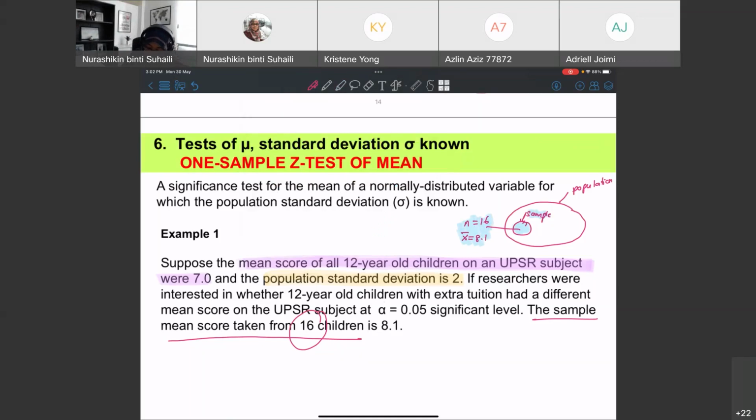So what is the information for the population? When we talk about the mean score of all 12-year-old children, this is referring to the population. The mean here is 7, and the standard deviation is 2. So that's how you match the information. What else? Alpha 0.05. Okay.